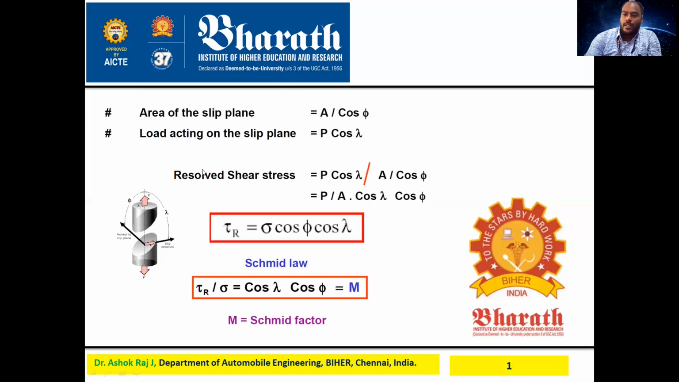Through that, you can calculate the resolved shear stress from the total force you are applying, times cos lambda, divided by the area divided by cos theta. If you see here, finally you will get the resolved shear stress. So Schmid's law also tells us that the resolved shear stress divided by your normal stress equals cos theta times cos lambda, which is equal to m. M is the Schmid factor.